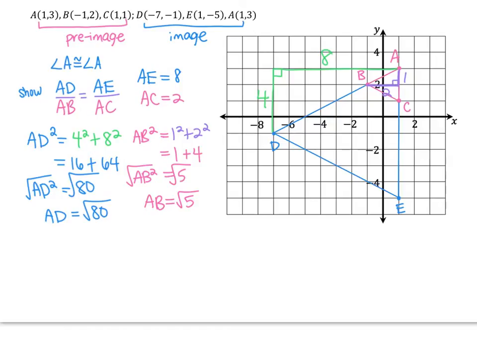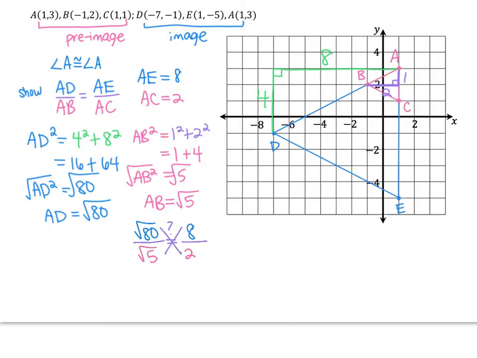Okay, let's see if our proportion is true. So we're just going to plug in our values. Instead of AD, we're going to substitute in square root of 80. So is square root of 80 to AB, which is square root of 5, really equal to AE to AC, which is 8 to 2? Is that really true? Looking at it on the surface, you really don't know. So I know, but I don't know if you guys know. So let's make sure it's right. I'll show you two different ways.